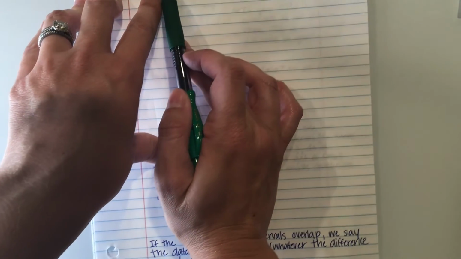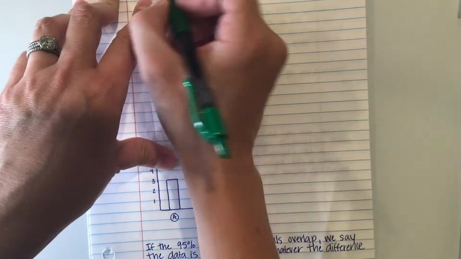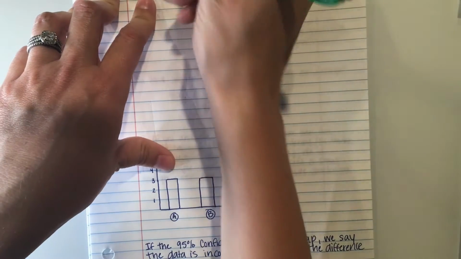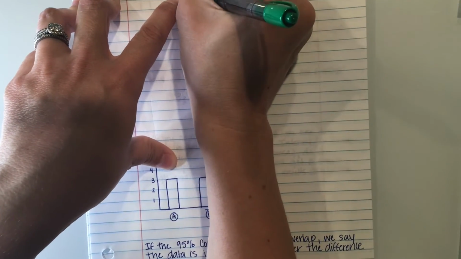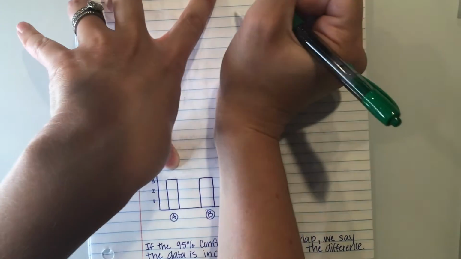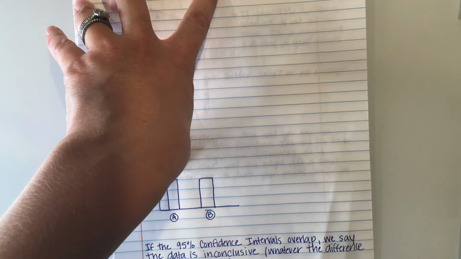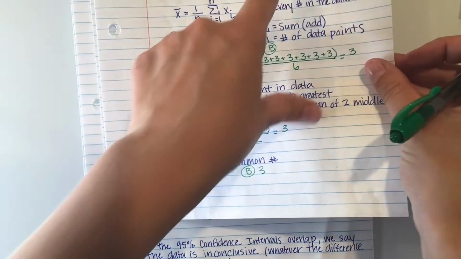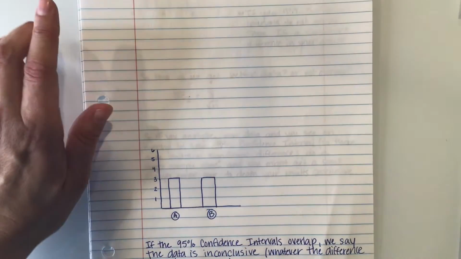Okay, so we're going to do it for data set A, our upper and our lower. So our upper for data set A, remember our mean or our average was 3, plus 2 times my standard error of the mean that I calculated, which was about, we're going to call it 0.6. We're going to round here, but we're just going to call it 0.6 for ease.